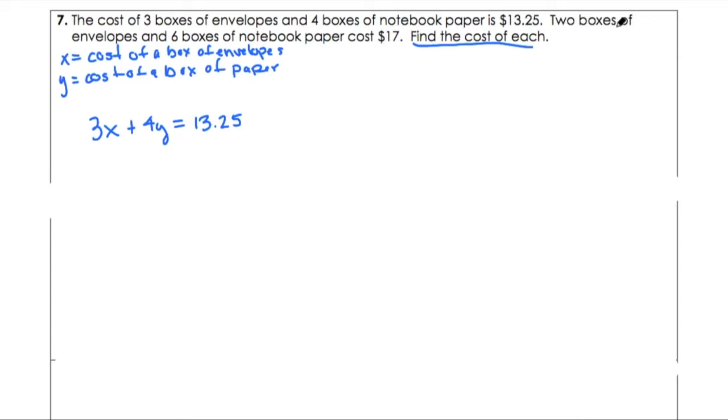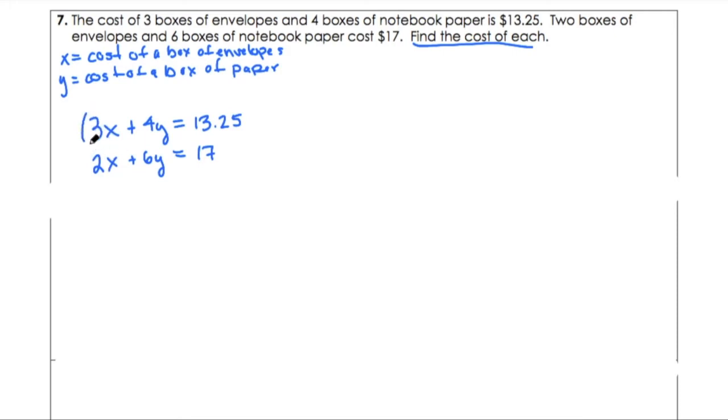Our second one, 2 boxes of envelopes and 6 boxes of notebook paper costs $17. Okay, 2 boxes of envelopes and 6 boxes of paper is $17. Great. So those create our system of equations. And at this point, we could solve this by any number of methods that we'd like. I see this system is not too bad to do by elimination. So I'm going to try to eliminate the x's here.